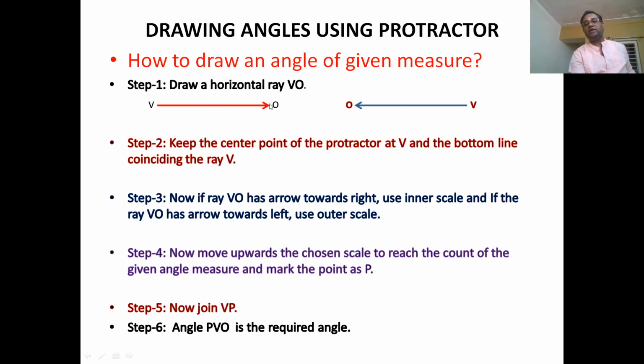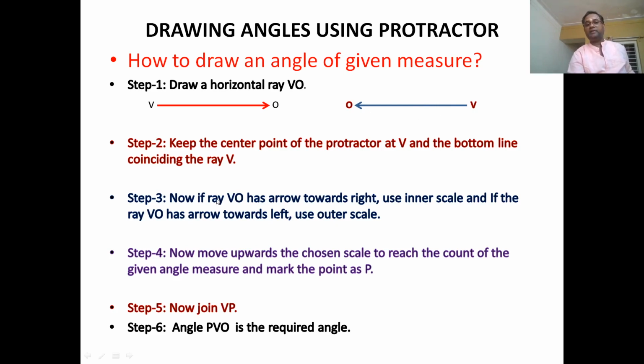And you can see O is towards the right of V. Here what we have to do is keep the center of the bottom line at V such that the bottom line of the protractor coincides with VO. Now we can see O is towards the left of V. In this case O is towards the right of V. In this case O is towards the left of V.